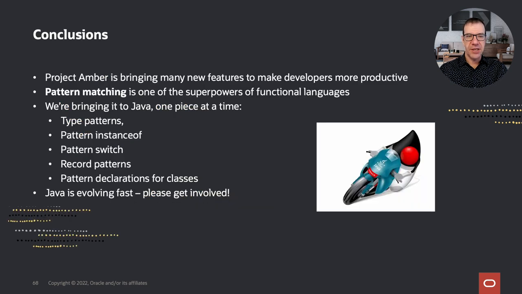Okay, so I'm pretty much out of time, so let's wrap up. Project Amber is bringing many new features to help make developers more productive. One of the big themes is pattern matching, which is generally thought of as one of the superpowers of functional programming languages, and we're bringing this superpower to Java one piece at a time. So: type patterns, patterns in instanceof, pattern switch, record patterns, classes having general patterns, and so on.